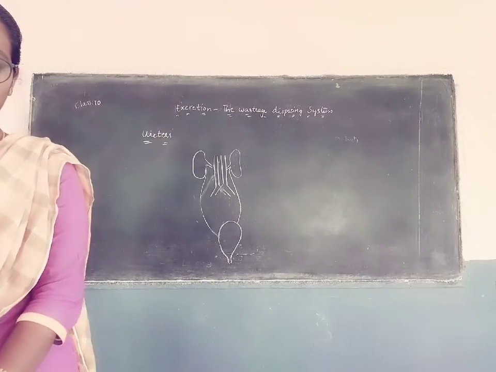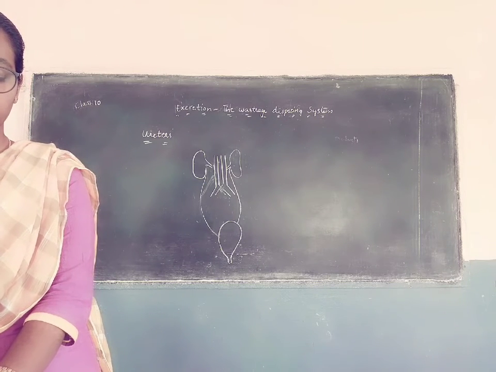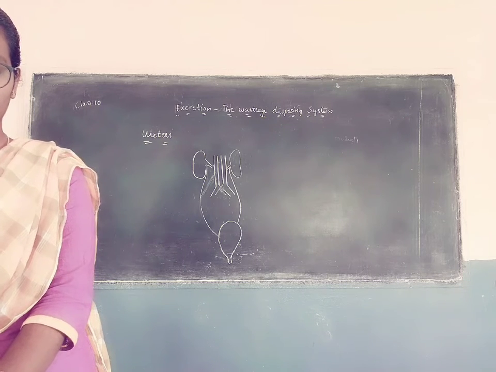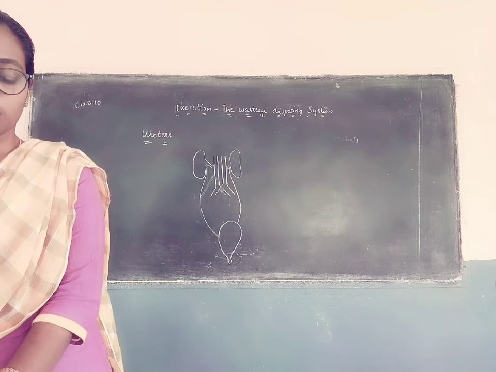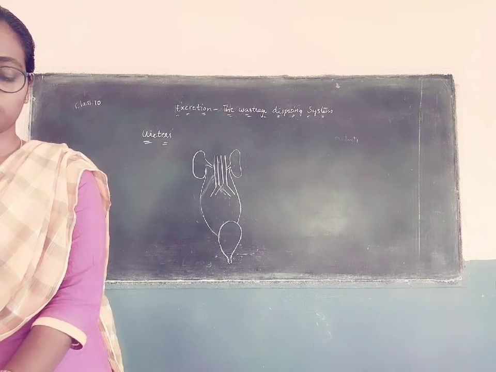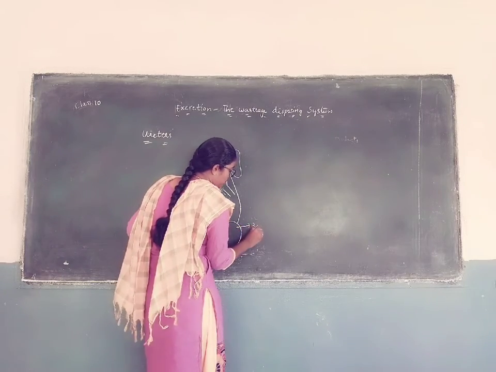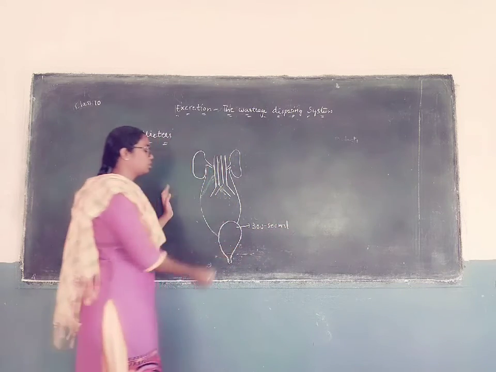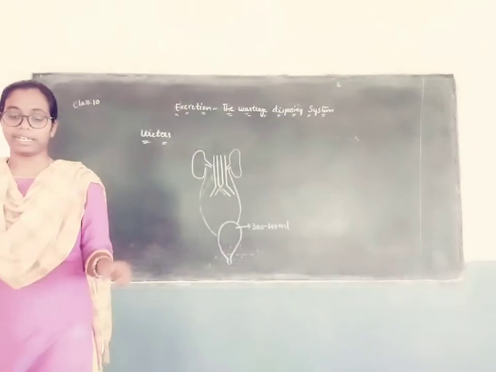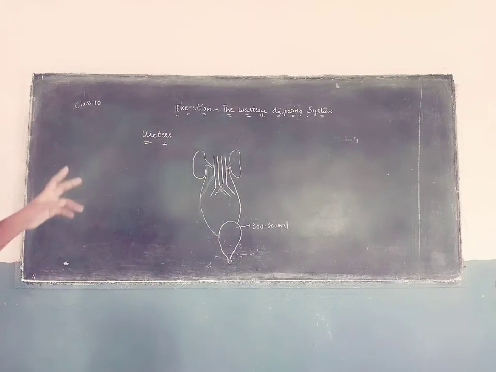Okay, next one was urinary bladder. It is a median, pear-shaped and distensible sac that occurs in the pelvic part of the abdomen. It stores urine brought by two ureters. The storage capacity of urinary bladder is 300 to 800 ml. So 300 to 800 ml of urine is stored in a urinary bladder. Okay, so it collects urine from the ureters.